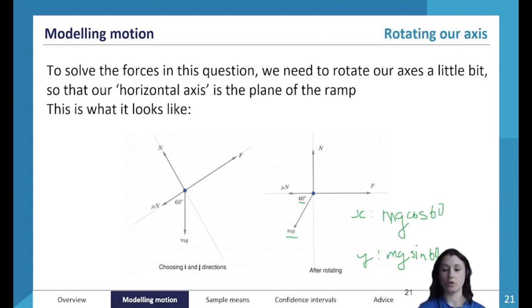Now, we know that the mass is 200 and g is 9.8, so we can figure this out fairly easily. Alright, mass 200 multiplied by 9.8 multiplied by cos 60 gets us 980. And then same thing here, 200 multiplied by 9.8 sine 60, which gets us 1697 newtons. That's i, and this is j.